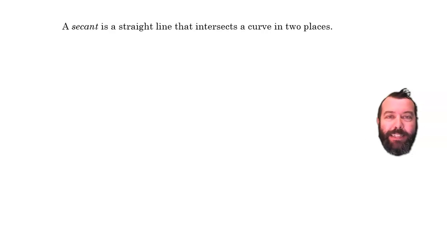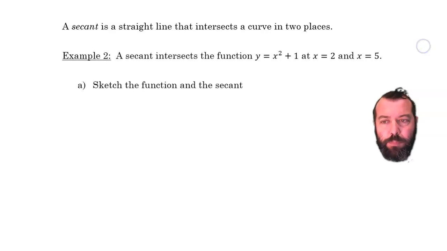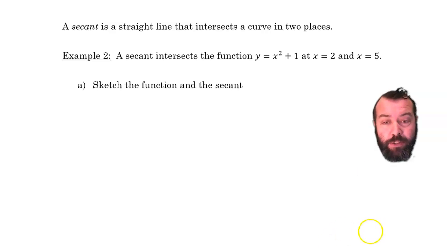Now, a secant. We're into geometry now because we're going to be combining geometry with algebra. So really, we're on the fringes of coordinate geometry here. Here's another example. A secant intersects the function y equals x squared plus 1 at x equals 2 and x equals 5. We're asked to sketch this function and the secant.